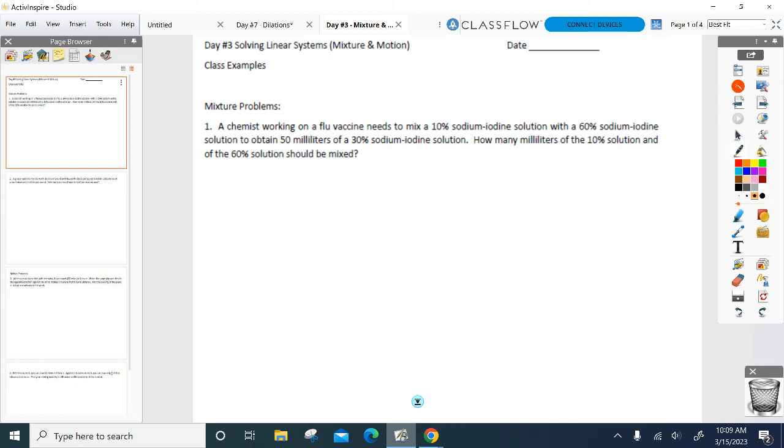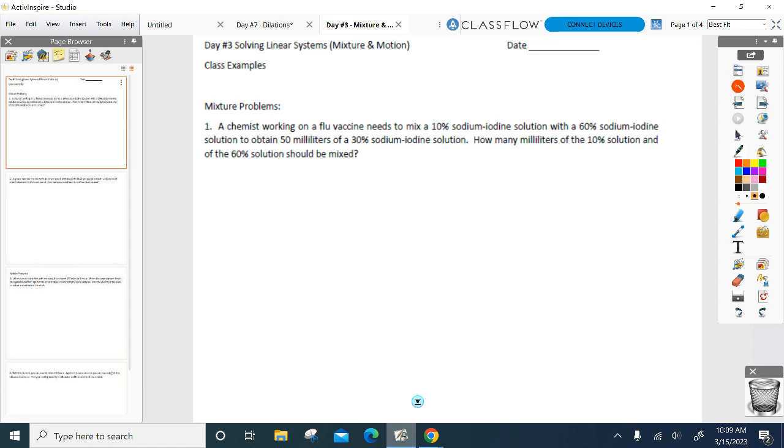First type are what I call mixture problems. All right, I want you to mix this with this to come up with this type of solution, and how much of the originals do I need? So quickly go through number one here with me. I'm going to mix 10% sodium iodine with 60%. And when I mix it together, I need a 30% solution, and there's got to be 50 milliliters of it. So how much of each do I need?